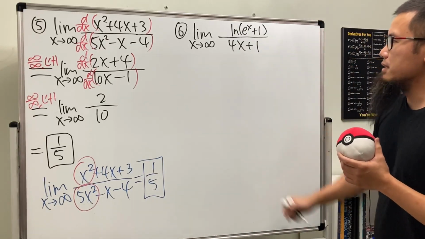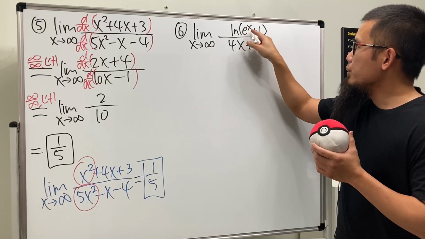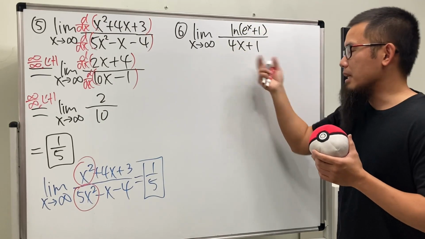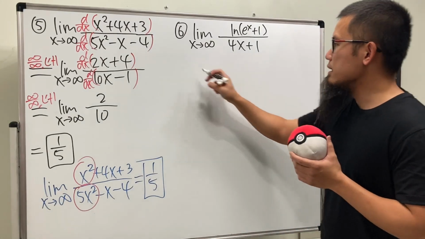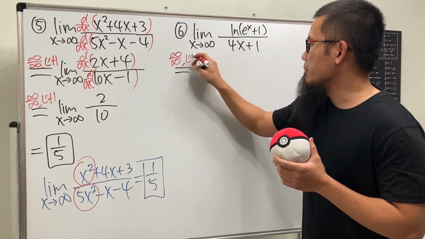Now, let's look at this. When we put infinity into here and here, e to the infinity is infinity, plus 1 is still infinity, ln infinity is infinity. On the bottom, we also get infinity. So, this is an infinity over infinity case. Alright, and then L'Hopital's rule in action.